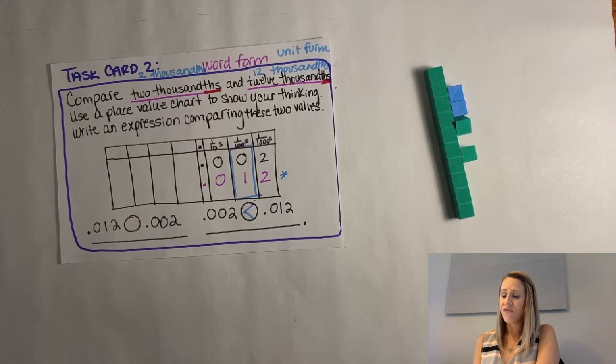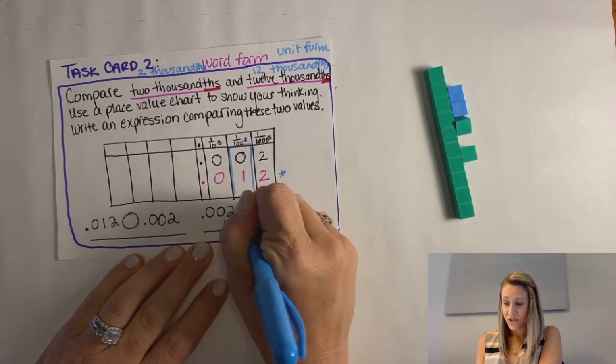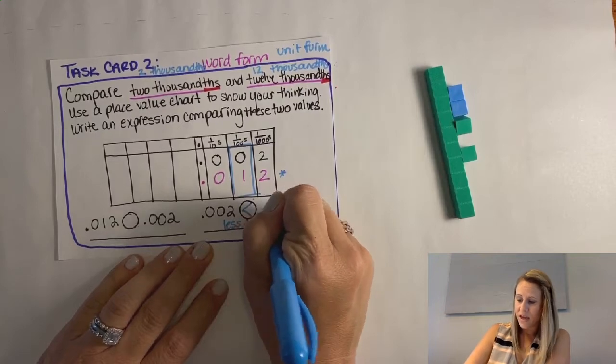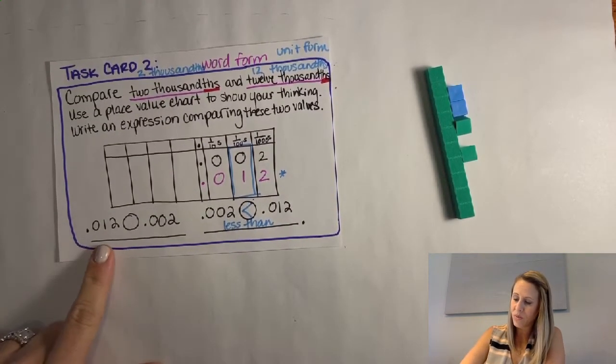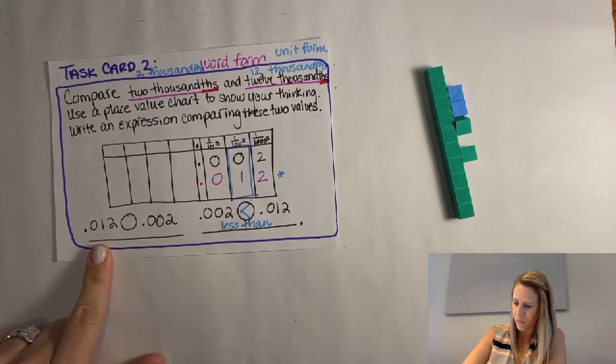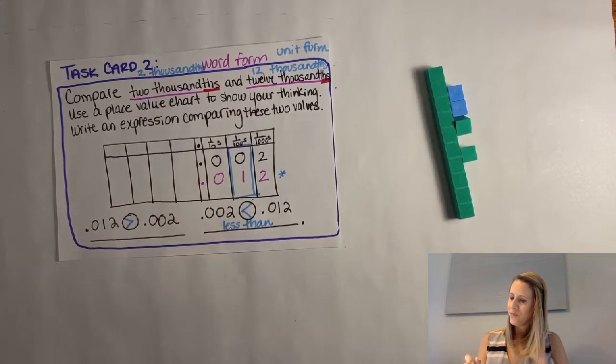Okay, if you chose to write the 12 thousandths first, it is greater than the 2 thousandths. So your symbol would look like this.